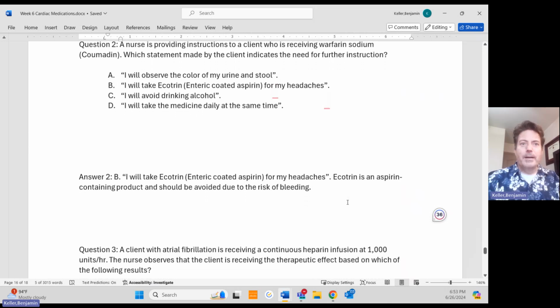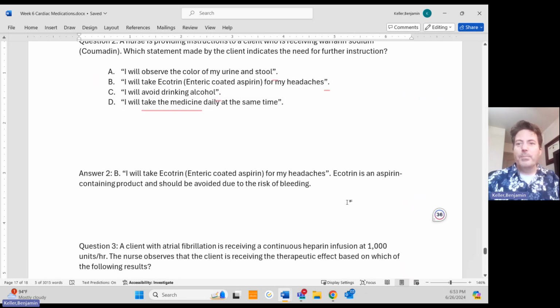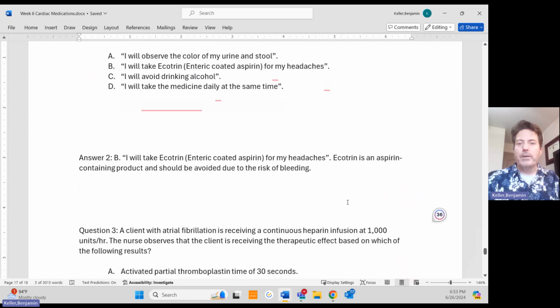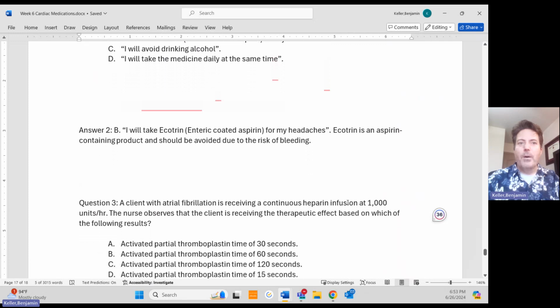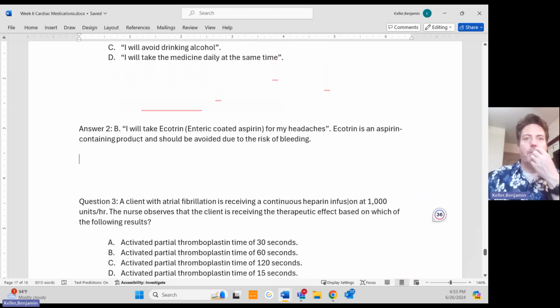So number 3, a client with atrial fib is receiving a continuous heparin infusion at 1,000 units per hour. The nurse observes the client is receiving the therapeutic effect based on which of the following results. Oh man, what's the activated partial thromboplastin time, the APTT, for heparin? Gosh, I don't remember. Can you give me a minute while I think about it? So what is it?